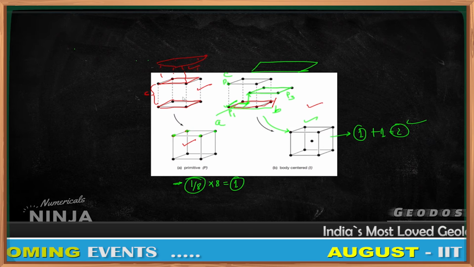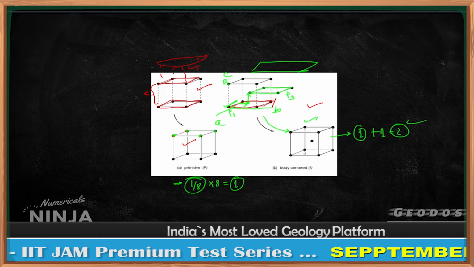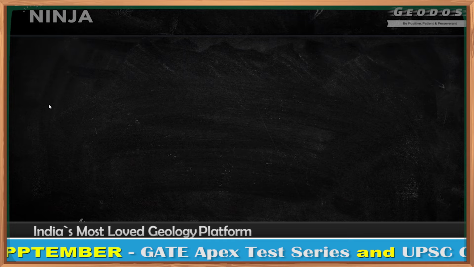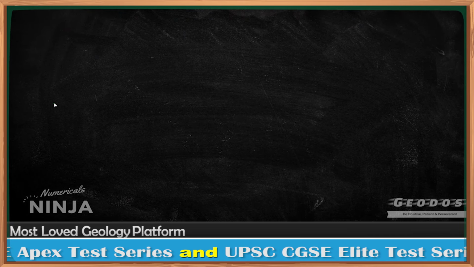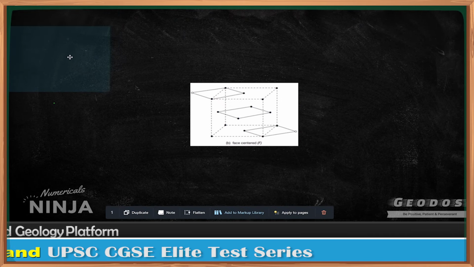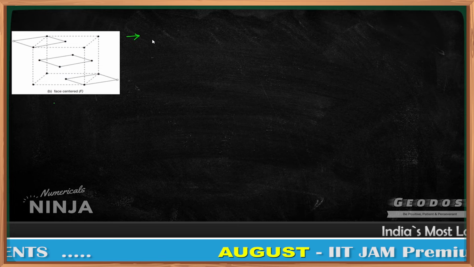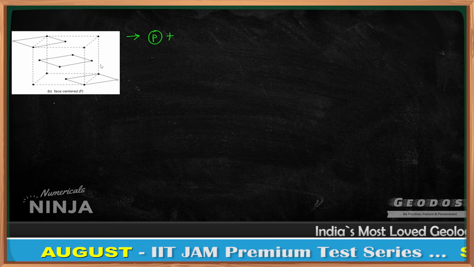Now let me tell you about the face center. You can put another point also. In case of the primitive, all the motifs are at the corners, and in these cases it is the same as primitive but with an additional motif at the center of every face. So this is your face center. In face center cases, at the center of every face you are going to get an additional motif. The contributions are also different in case of the face center.